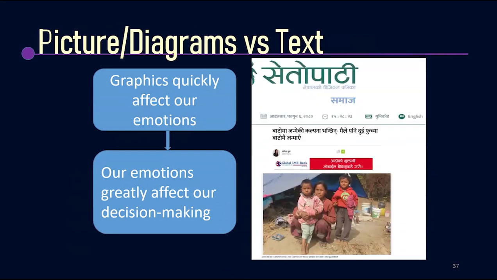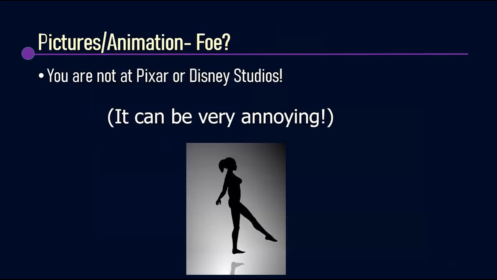This was the picture, taken from Setopati. It shows a woman going to the health post or the nearest health center to deliver, and then she delivered two babies on the way to the hospital. Very emotional. So when you put a picture, the change in emotion is automatically faster.